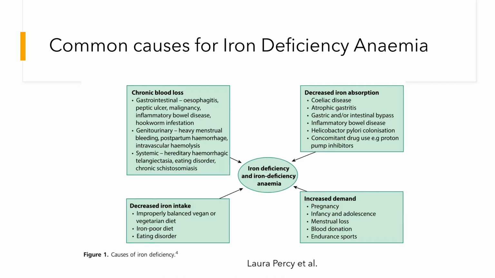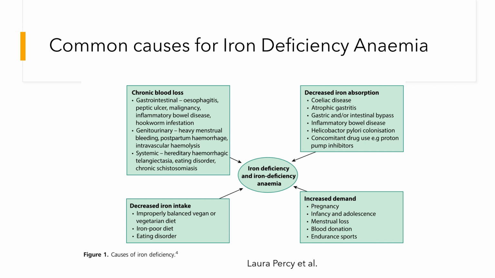So what are the causes for iron deficiency anemia? It can be secondary to reduced iron intake, and again it can be secondary to increased iron demand as well as decreased absorption and chronic blood loss. So demand goes up during pregnancy and during growth spurts and menstrual loss, and in people who are donating blood frequently and who are involved in sports.